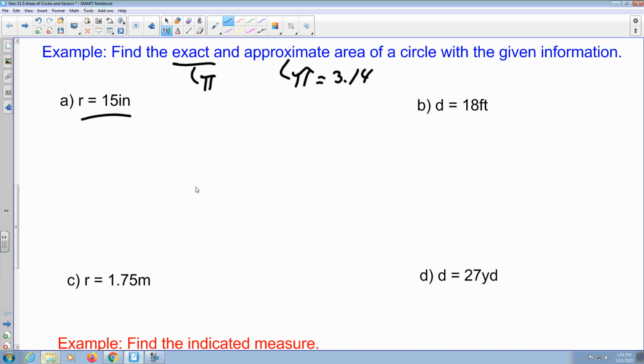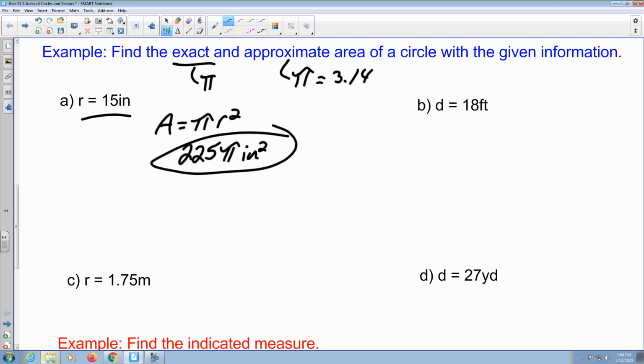So A tells you you have a radius of 15 inches. Since they give you the radius, there's no conversions you have to go through. You just have to say, okay, knowing that area of a circle is in fact pi r squared, we know r is 15. You just square r. So 15 squared is going to be 225. And to get to my exact answer, you just leave it as pi. And because it's area, it's going to be square inches. So that's my exact answer.